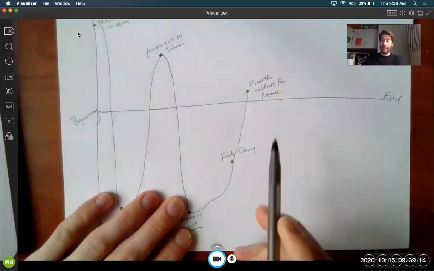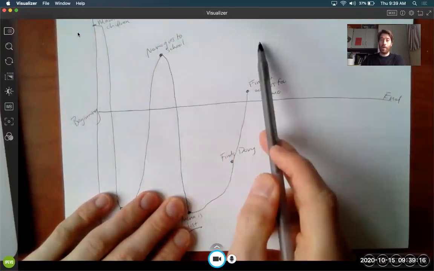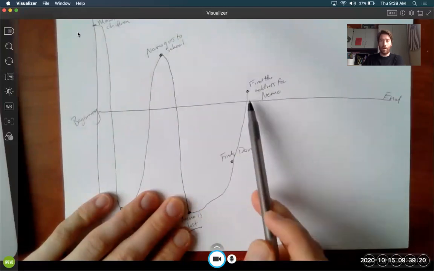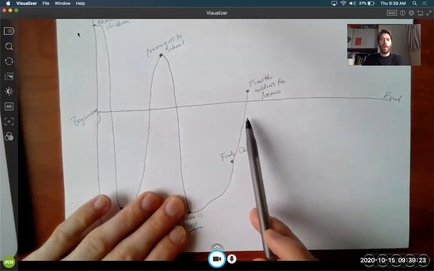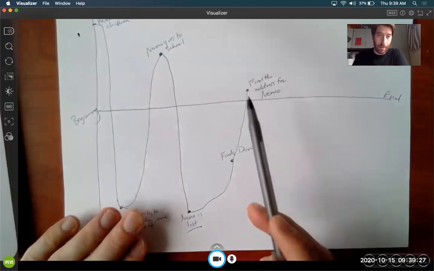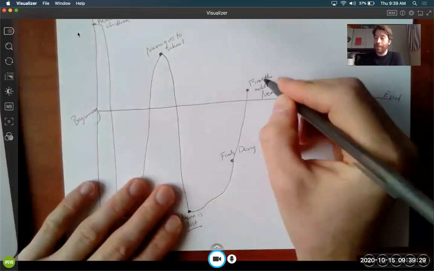Now, is this as high as Nemo going to school? No, it's not as good because Nemo's still lost. In fact, you might want to even put this lower, but it's a really positive thing that happens, and it seems like conflict resolution is coming in this moment. Finds the address for Nemo.